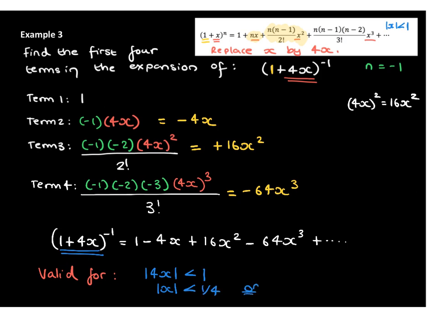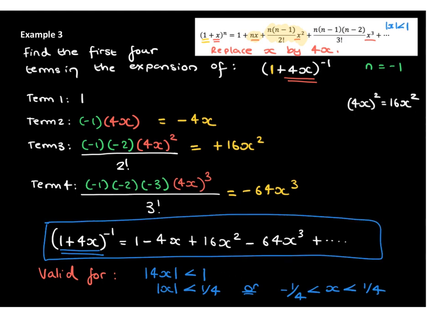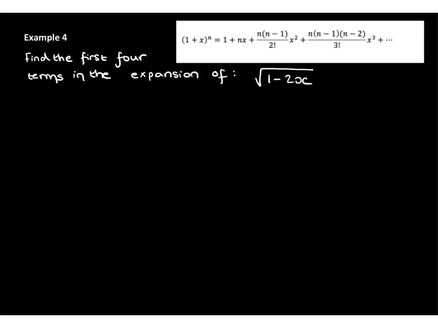Now, what does that mean? That means x lies between 1/4 and -1/4. So this expansion is only valid for values of x that lie between -1/4 and 1/4. And again, later on, once we've had a look at a number of examples, we will see exactly what this means. So, a slightly different example again.